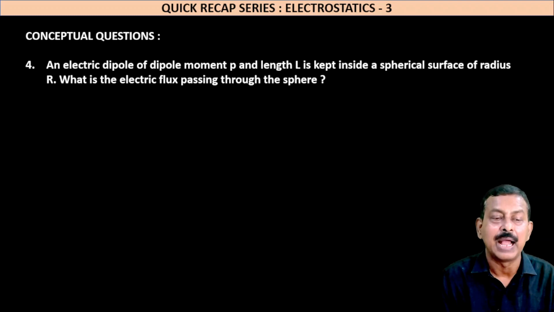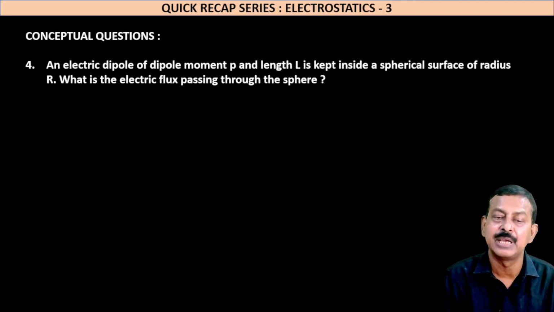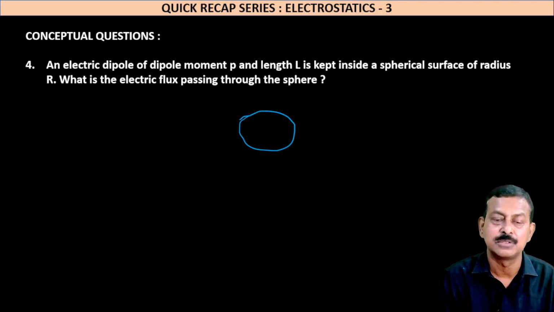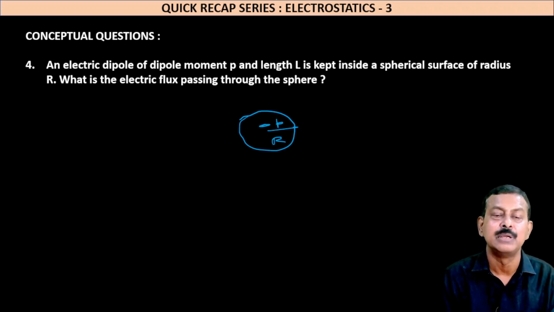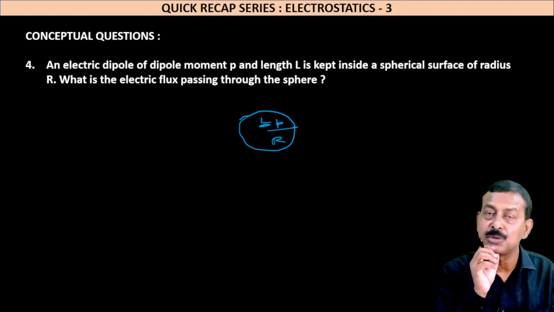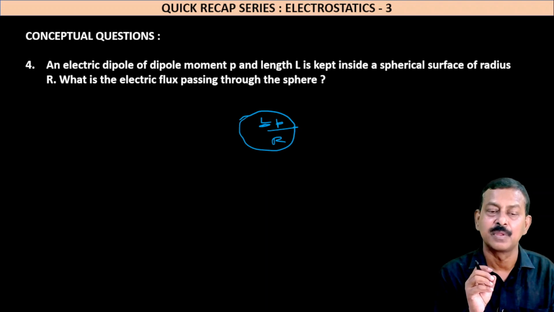An electric dipole of dipole moment P and length L is kept inside a spherical surface of radius capital R. What is the electric flux passing through the sphere? Suppose you have a spherical surface of radius capital R enclosing an electric dipole of dipole moment P. The length is also mentioned as L. And you have to find the flux passing through this sphere.